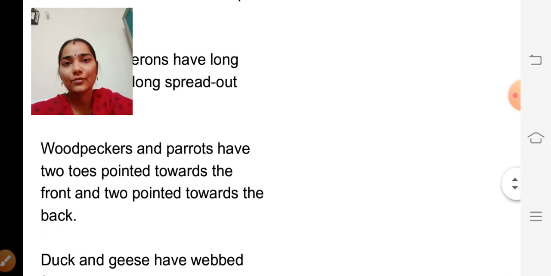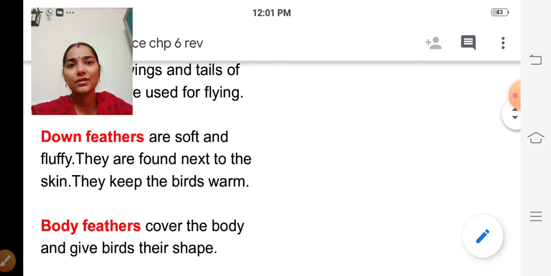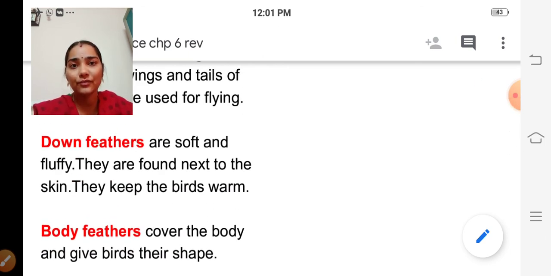So go through the lesson well and read it again so that you can remember which bird has which type of beak and which type of feet and claws. Okay children, and go through the three types of feathers, what is the usage of each feather. Then only you can answer the questions. So read the lesson again and again, go through well.